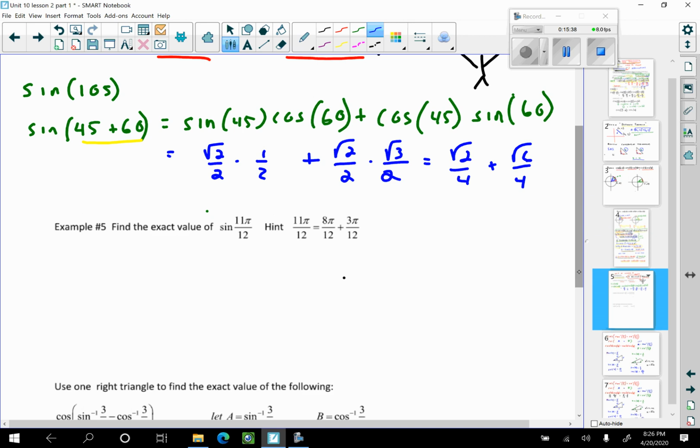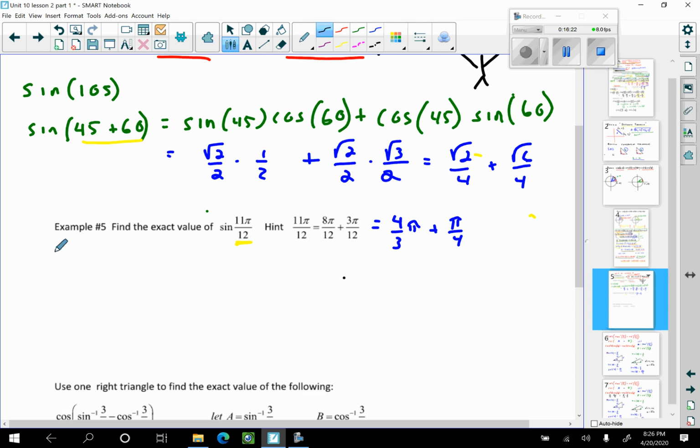All right. Sine of 11 pi over 12. Again, this 11 pi over 12 is not a pretty angle on the unit circle. That's okay, because we know 11/12 is equal to 8/12 plus 3/12. What is 8/12? If I factor a 4 out, that's 2/3 pi. That's a nice angle on the unit circle. And what's 3 divided by 12? That's going to be 1/4 pi. So those two angles are nice angles on the unit circle.